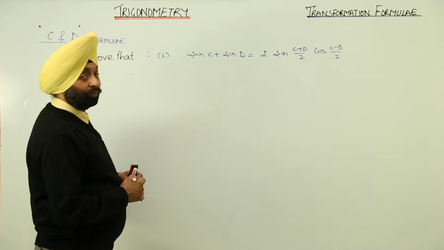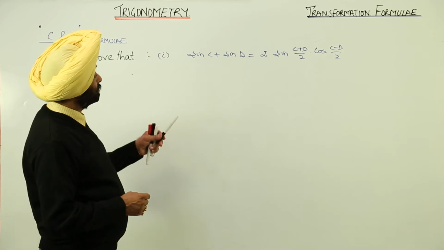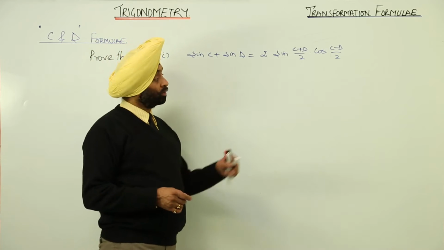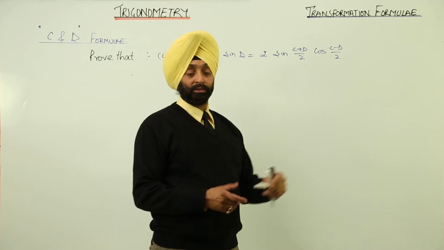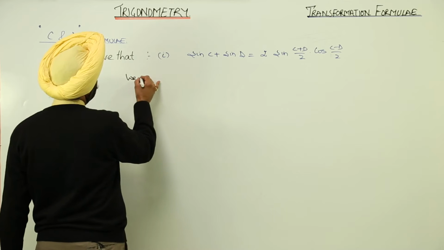Now C and D formulas. Number 1, which we are going to prove, that is sin C plus sin D is equal to twice of sin (C plus D upon 2) times cos (C minus D upon 2). Now we have already proved A and B formulas.